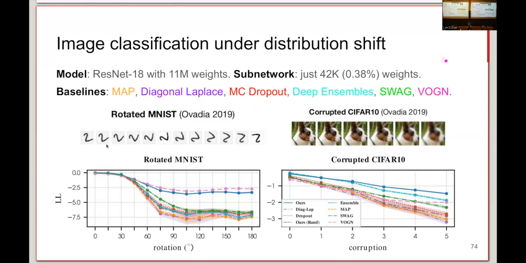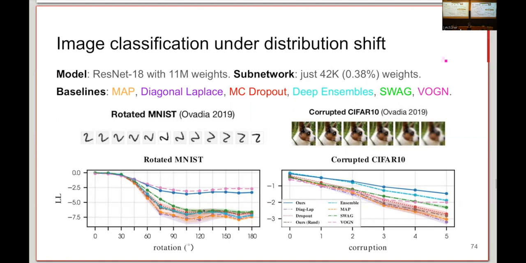You can see here that as you increase the amount of rotation, the predictive log likelihood goes down, it's deteriorating. And it deteriorates seriously in all these different methods. What we see is that our approach, which is this light blue method, is more robust than the others.